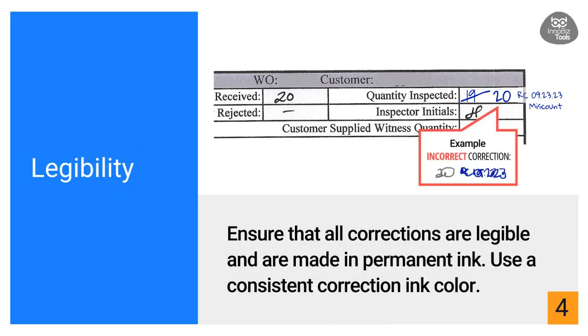4. Legibility. Legibility is a paramount consideration when making corrections. All corrections should be made in clear, legible handwriting using ink. The goal is to ensure that anyone reviewing the production record, whether auditors, inspectors, or team members, can easily read and comprehend the changes. Illegible corrections can lead to confusion and compliance issues.